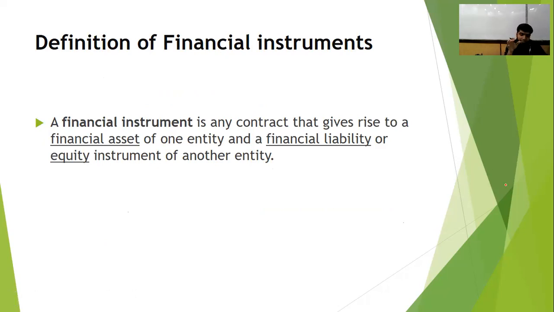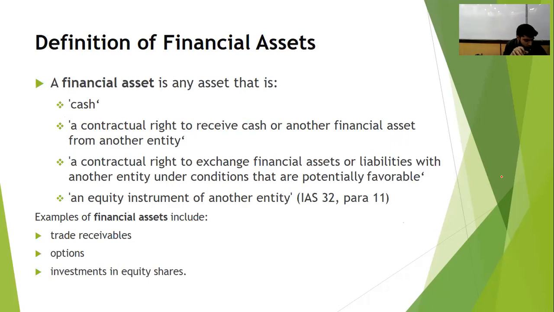A financial instrument is any contract, that is an agreement. I said instrument means a piece of paper, or we can say that instrument means an agreement. It's a contract between two parties. So a financial instrument is a financial contract between two parties that gives rise to a financial asset for one entity and a financial liability or equity for another entity, which we have discussed in our introduction. It may be a liability or equity for one company, but an asset for another company. Why asset? Because that company is making an investment. And if you are making an investment, it means it will be an asset for the organization.